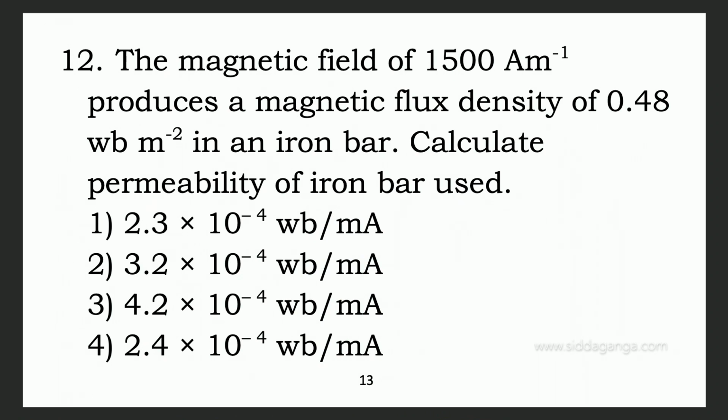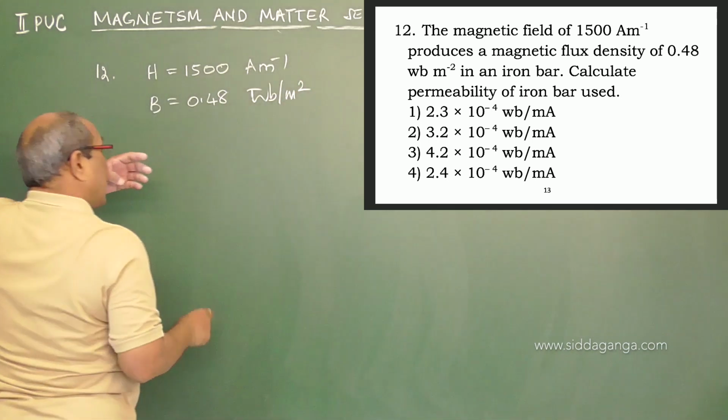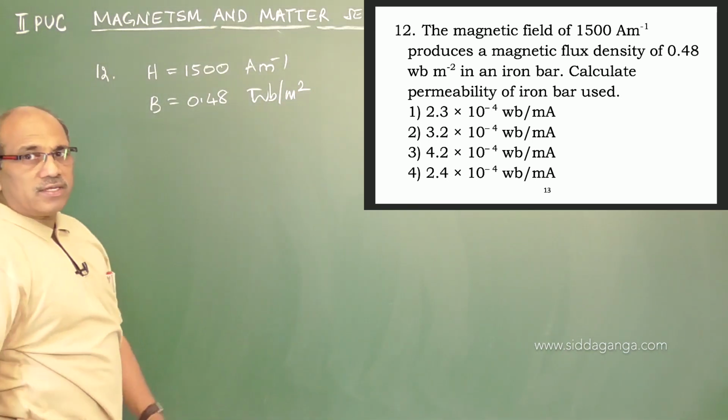Coming to the next. A magnetic field H of 1500 ampere per meter produces a magnetic flux density B equal to 0.48 Tesla, or Weber per meter square, in an iron bar. Calculate the permeability of the iron bar.